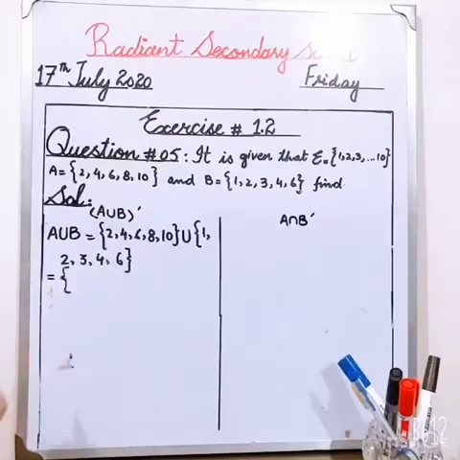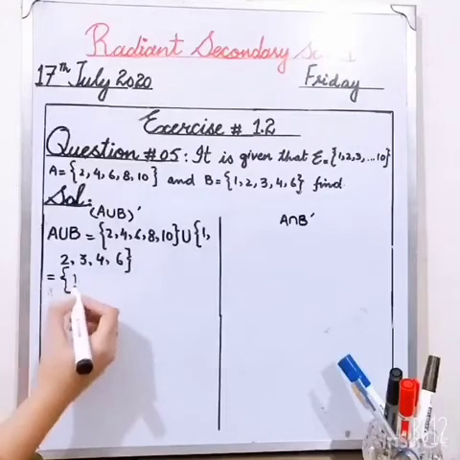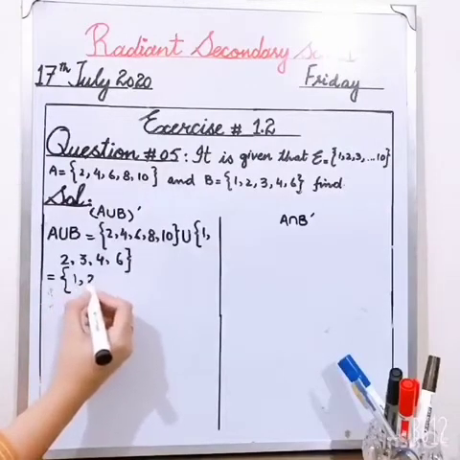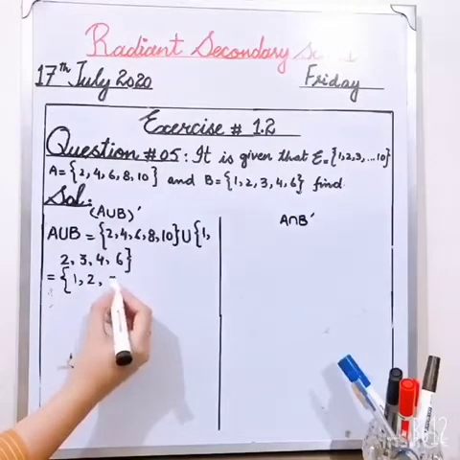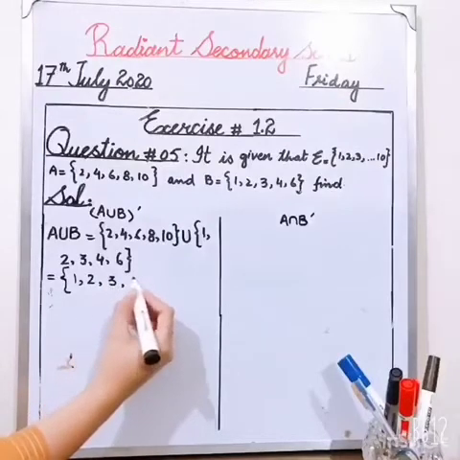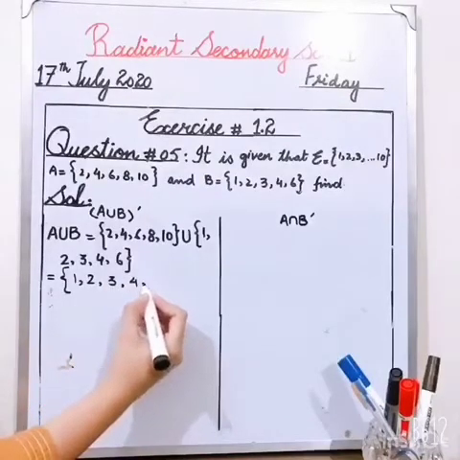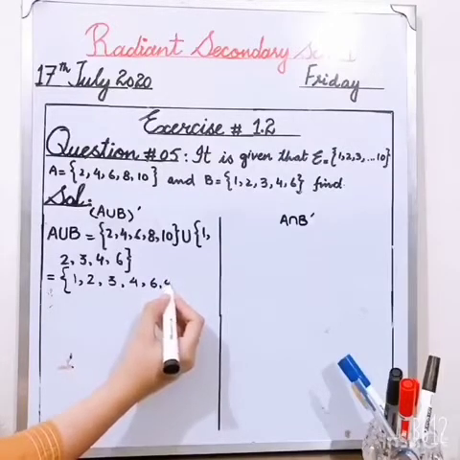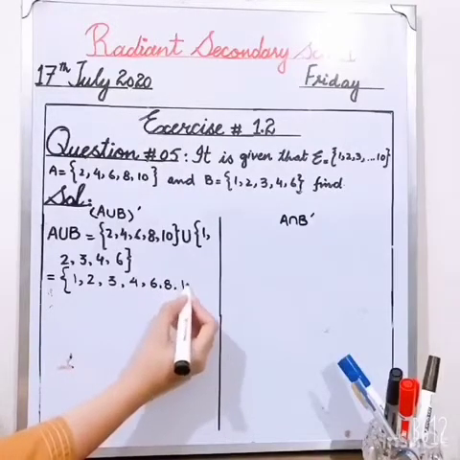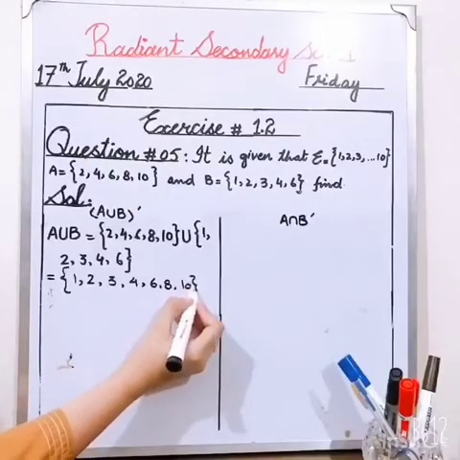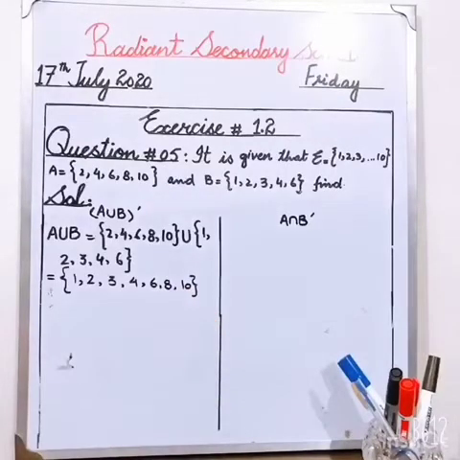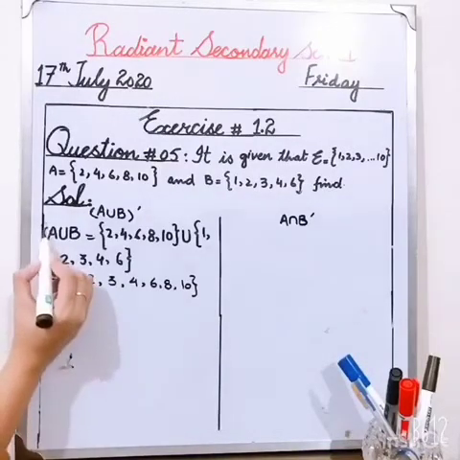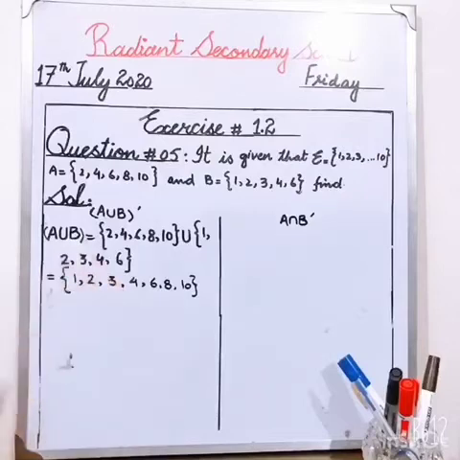Now, in both the sets, the elements are 1, 2, 3, 4, 6, 8 and 10. So these are combinedly the elements of both the sets. So this is the answer of A union B.